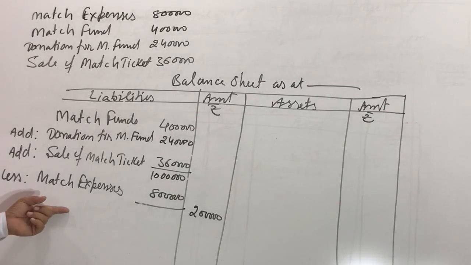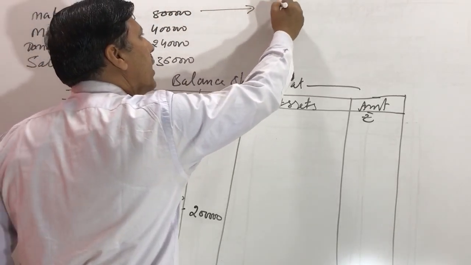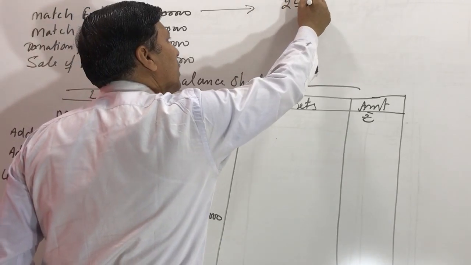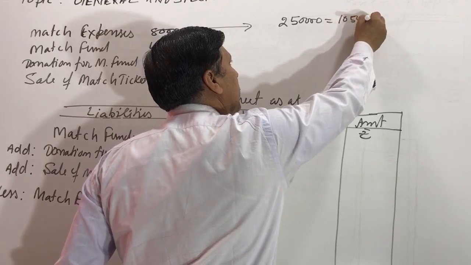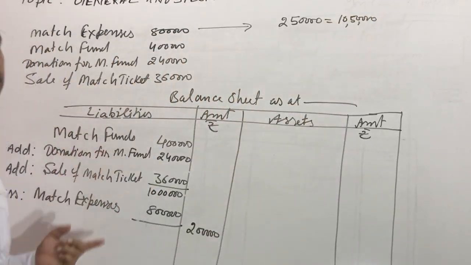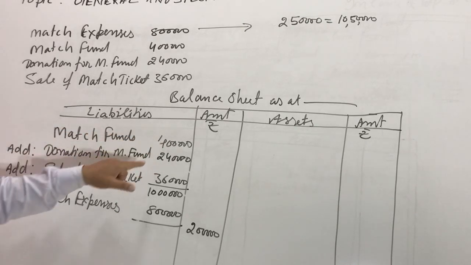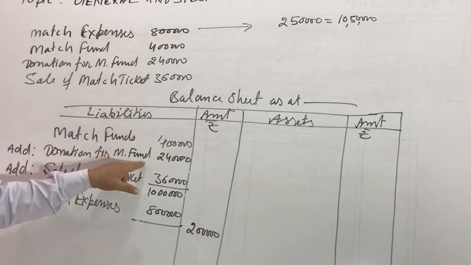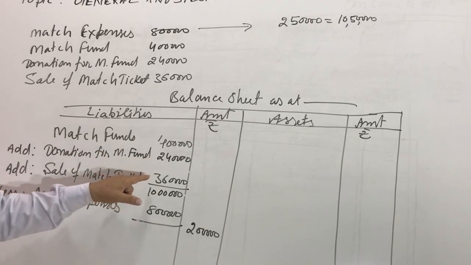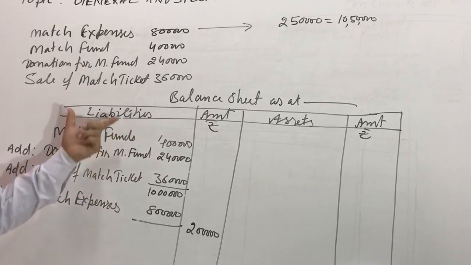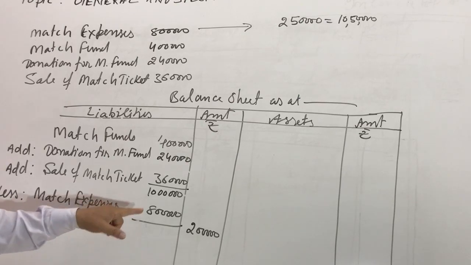If we want to change some item here, for example, if match expense increases by 2,50,000 and it becomes 10,50,000, in that case, what is the effect on this question? Match fund, it is same 4 lakh. Donation for match fund, it is given 2,40,000. Sale of match ticket 3,60,000, it is also same. Total revenue we received becomes 10 lakh.